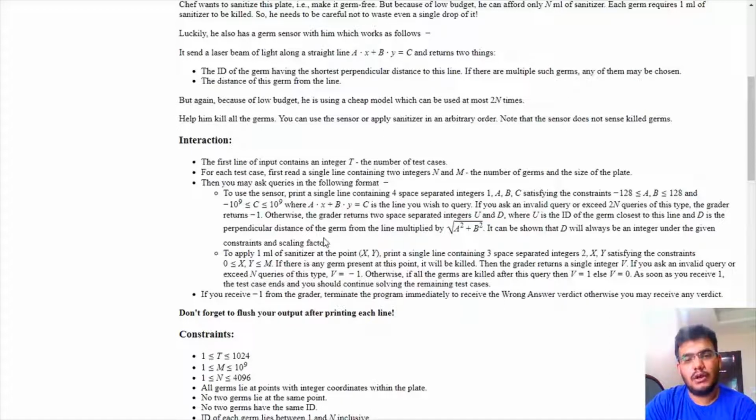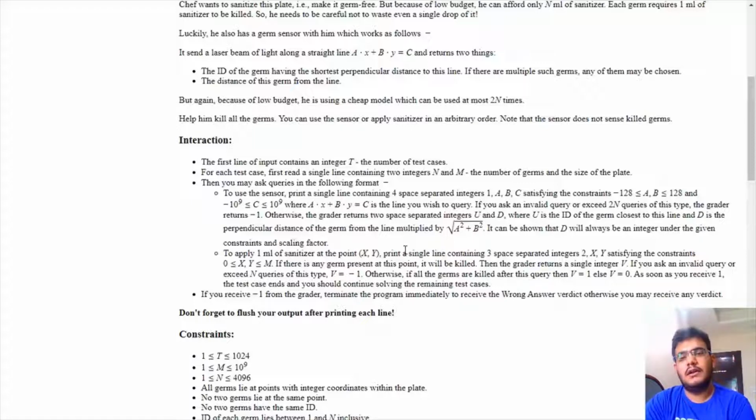And if you are sure that you know the exact location for a particular germ, then we can apply 1 ml of sanitizer at that particular point. And to do so, we need to have the second type of query, which is 3 space separated integers: 2, followed by x and followed by y, where x and y represent the coordinates where we want to apply the sanitizer in order to kill the germ.